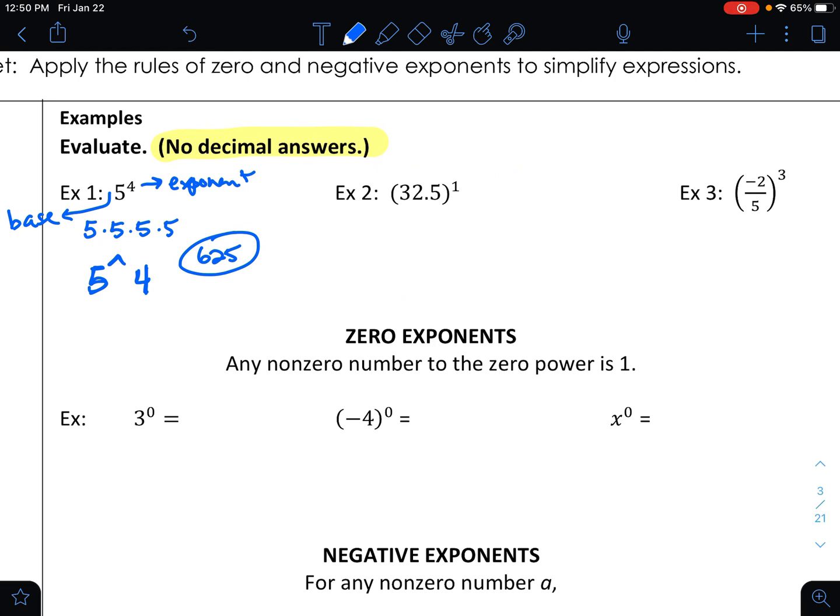All right, example 2, 32.5 to the 1st. Now, I'm going to break my no decimal rule here. Since I'm starting with a decimal, I can end with a decimal. For the most part, we're going to have fractions. But the reason I have this problem in here is I want you just to recognize that when you raise something to the 1st power, it's just itself. And so we often don't write the power 1 in our problems, even though it exists there next to the number.